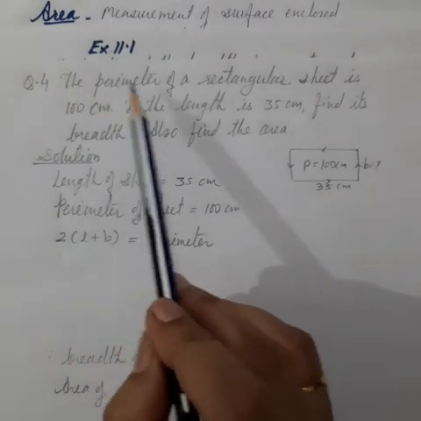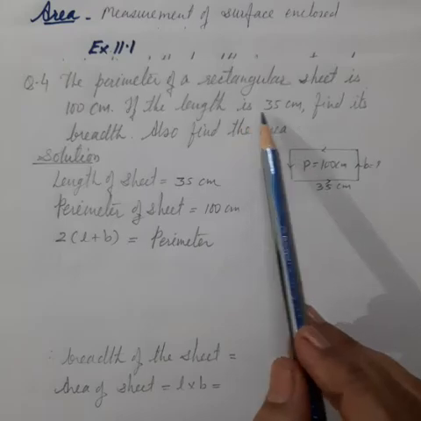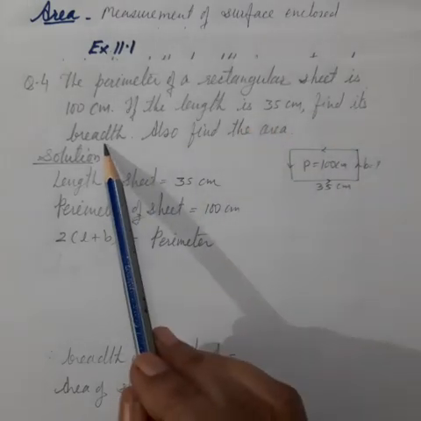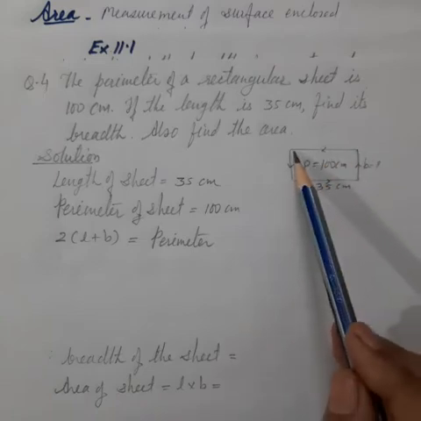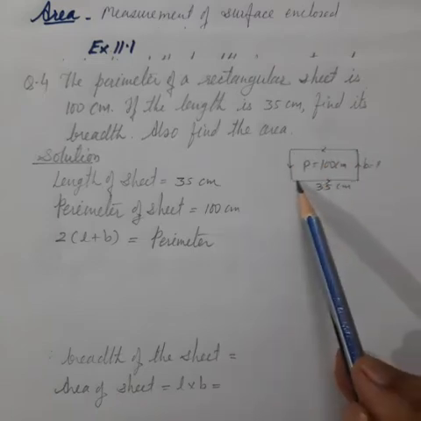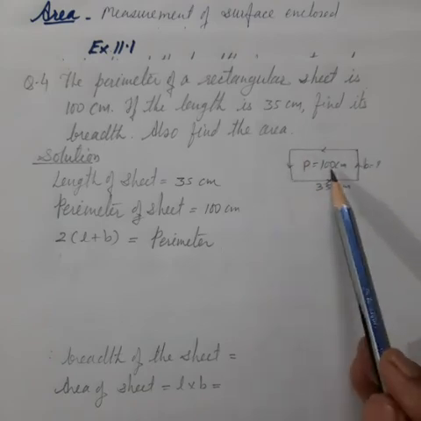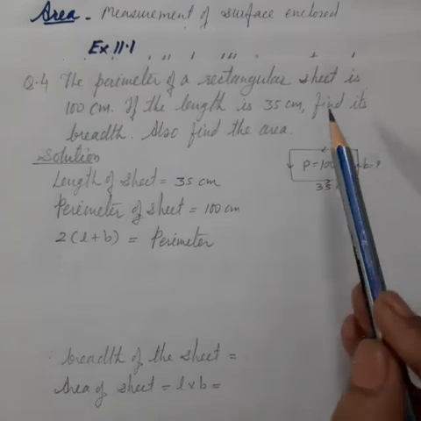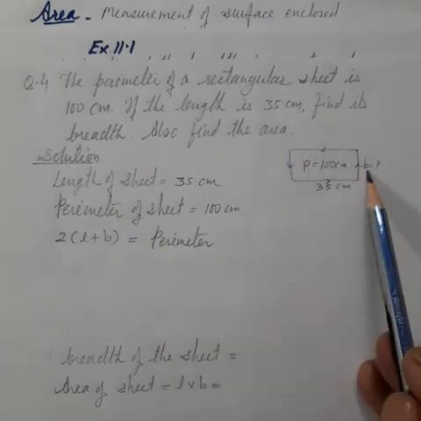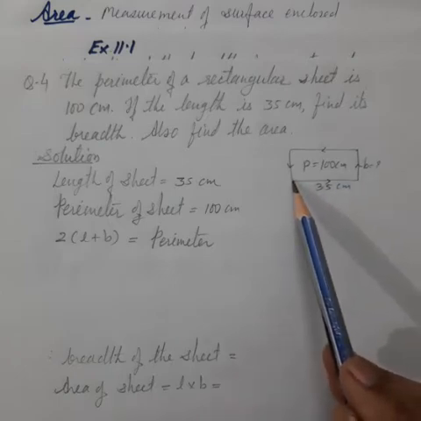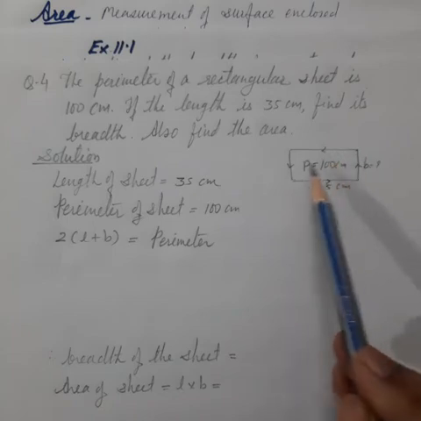Question 4. The perimeter of a rectangular sheet is 100 centimeter. If the length is 35 centimeter, find its breadth and also find the area. This is a rectangular sheet with length 35 centimeter and the perimeter, meaning the length of the boundary, is given as 100 centimeter. First we have to find the breadth and then the area. How to find the breadth? We know that the perimeter of a rectangle is 2 times length plus 2 times breadth.